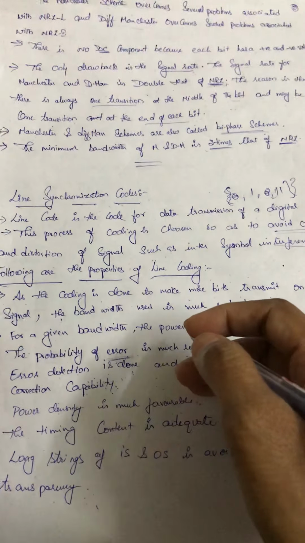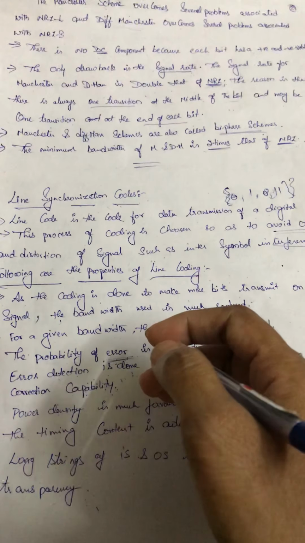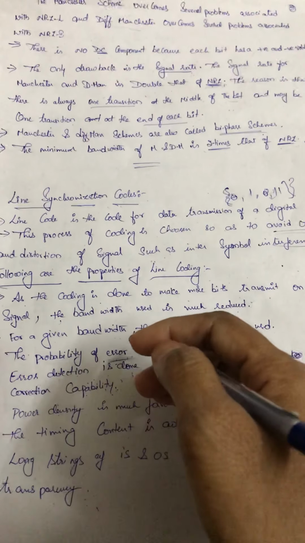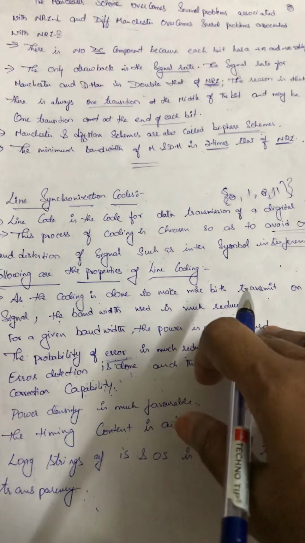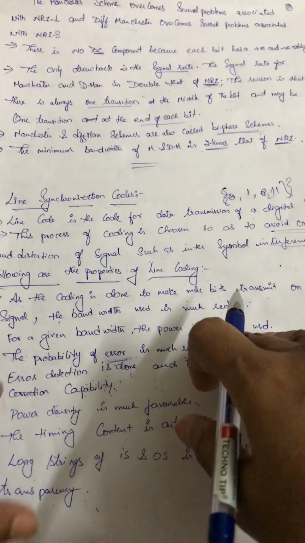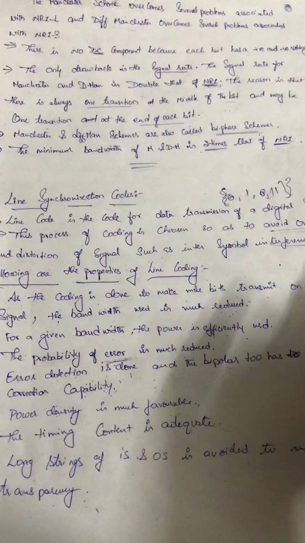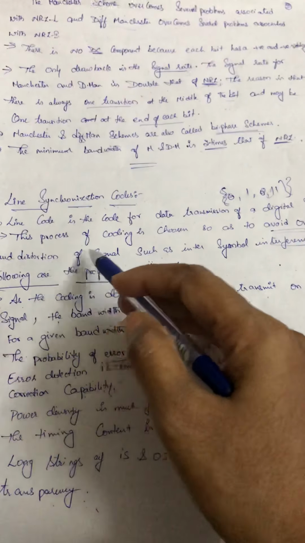Hi students, in this session we are going to discuss line coding. In the previous videos we already discussed Manchester coding, differential Manchester coding, NRZ coding, unipolar, bipolar, everything. Now this is one of the important codings, that is line coding. Let us see what line code is.